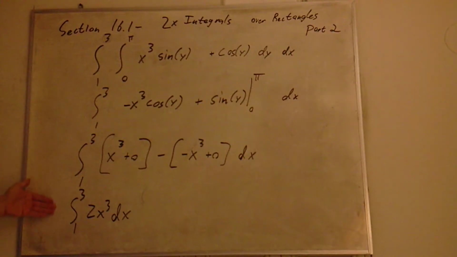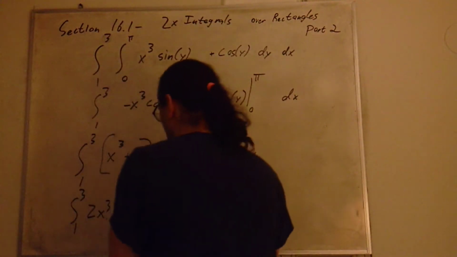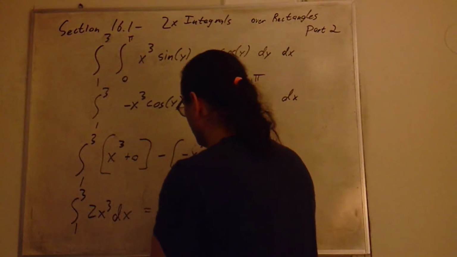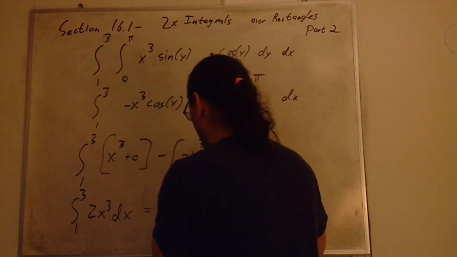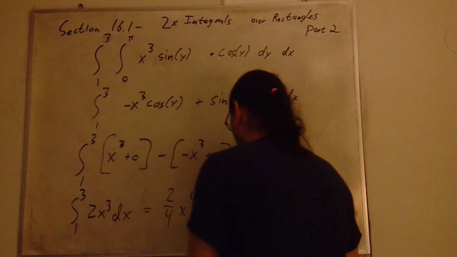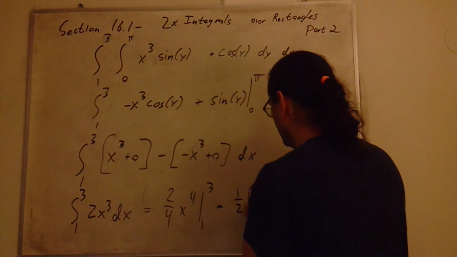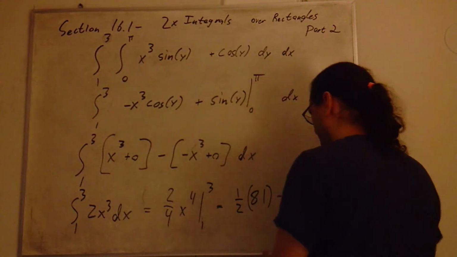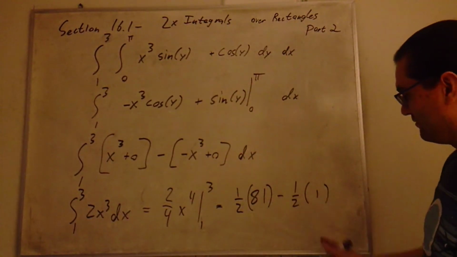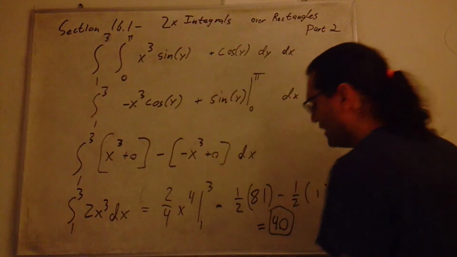All of the y's are gone, which is exactly according to plan. We just need to integrate this 2x cubed, and that should become 2/4 x to the 4th. We're evaluating this at 1 and 3. So I'm going to call that 1/2 of 81 minus 1/2 of 1. So it's probably just 1/2 of 80, which is 40. There you go.